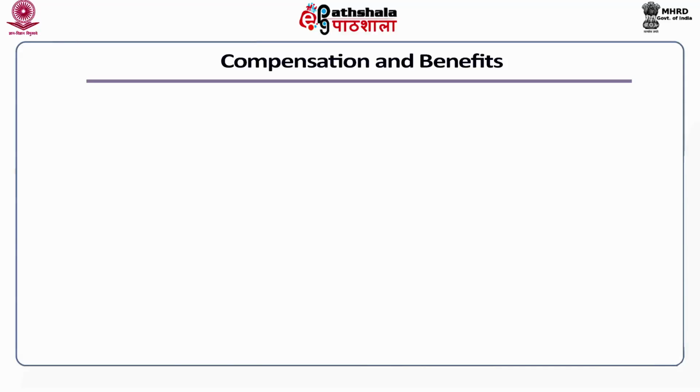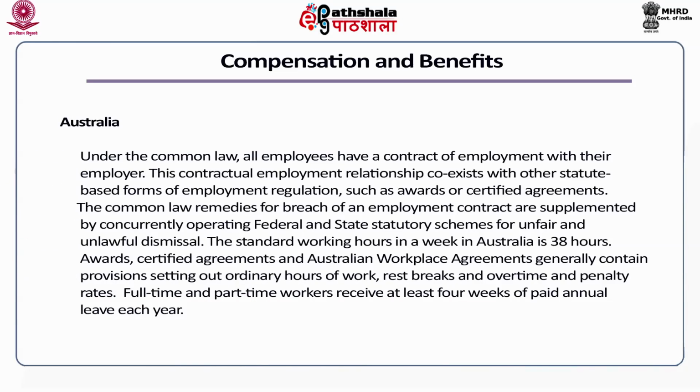Compensation and benefits in Australia. Under the common law, all employees have a contract of employment with their employer. The contractual employment relationship coexists with other state based forms of employment regulation such as awards or certified agreements. The common law remedies for breach of an employment contract are supplemented by concurrently operating federal and state statutory schemes for unfair and unlawful dismissals.